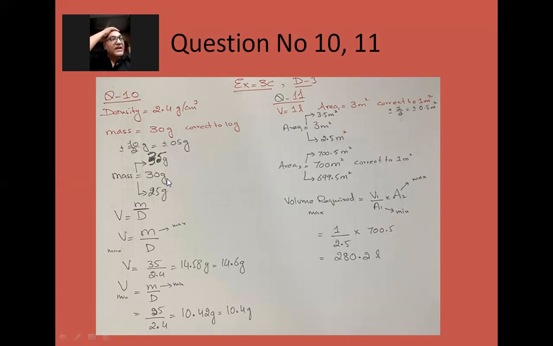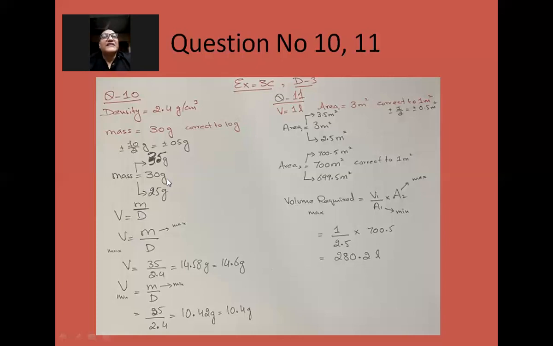So if you want the minimum value, the formula for the volume is mass divided by density. So if you want the minimum value of the volume, the mass should be minimum. So I will write the lower bound of the mass, that's 25. The density is still 2.4. So when you divide 25 by 2.4, you get 10.42 gram. So the correct answer in 3 significant figures will be 10.4 gram.